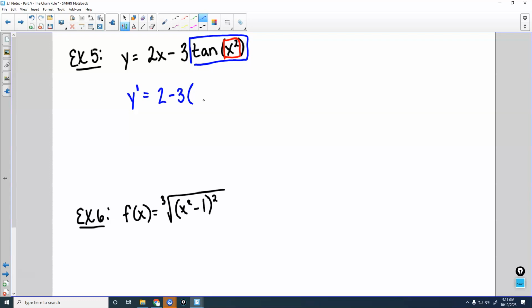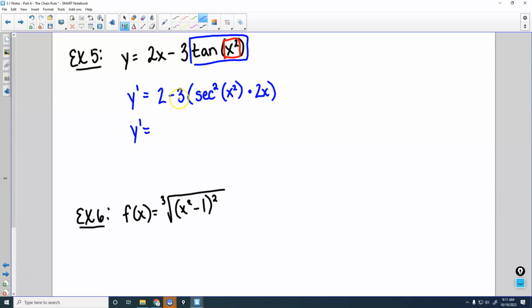So, what is the derivative of tangent? Secant squared. So it is secant squared of, don't change the inside stuff, secant squared of x squared. But we must also multiply this by the derivative of the inside. And what is the derivative of x squared? 2x. Okay? If it's free response, you can leave it here. Usually they'll clean it up a little bit.